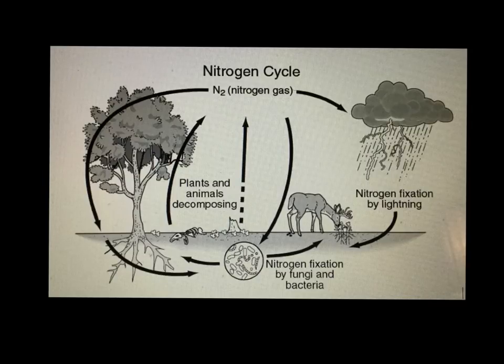So let's do a quick little review. I've talked about 3 different ways that nitrogen gas can be fixed or converted into a form that plants can take up. One of those ways was through lightning. The other way was through nitrogen-fixing bacteria. The third way is when plants and animals die and decompose, through decomposers like fungi and bacteria. So there are 3 ways that nitrogen fixation can occur: lightning, bacteria, and decomposers.